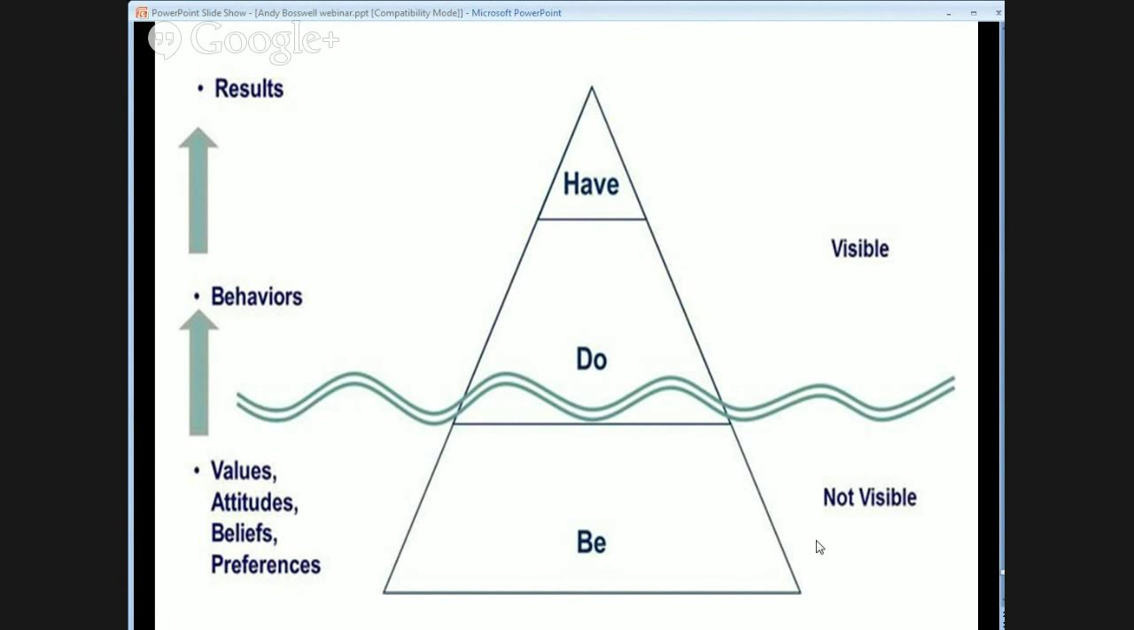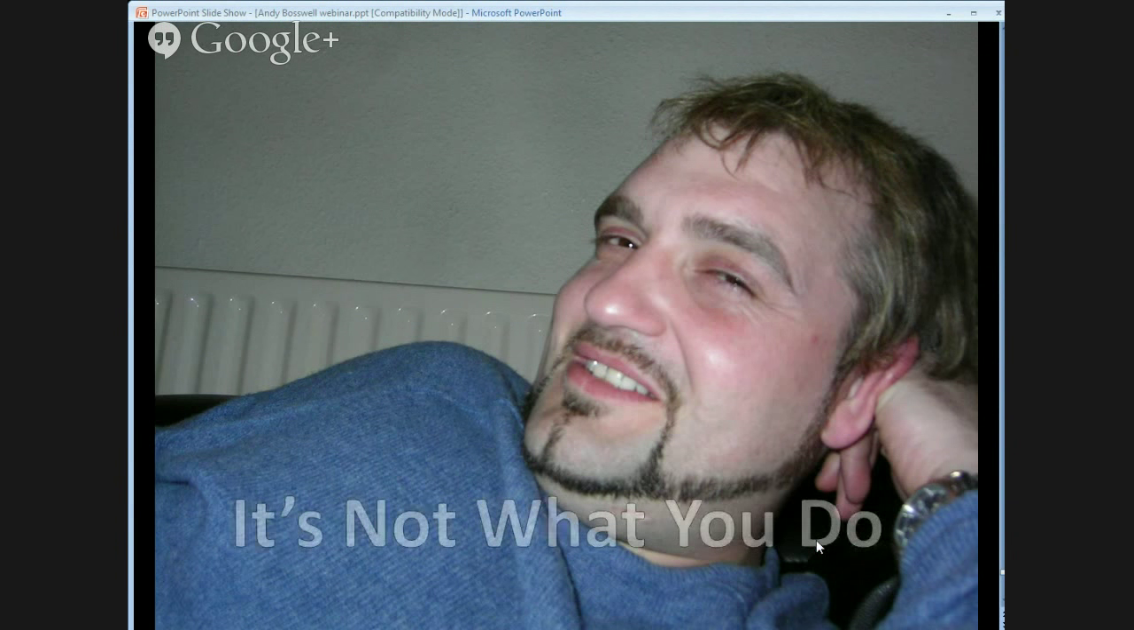Okay? So it's be, do, have. It's not do, have, be. You don't do the actions to get the things and then all of a sudden you become the person. I hope you understand that. You've got to become the person first who does the things that's required to get the things that you want. You see, it's not what you do, it's not where you've been, but it's who you become.